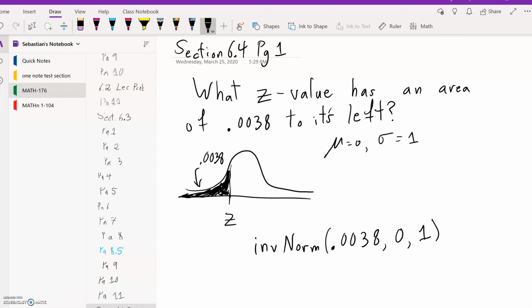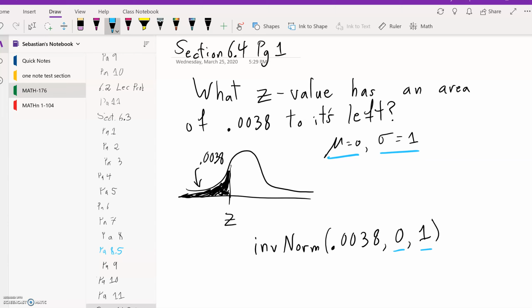When you are working with the standard normal distribution, you do not have to enter in this mean and this standard deviation as I did here. I'm going to do this anyway for all of our problems, as it is just a good habit for when we are working with problems that do not have the standard normal distribution.